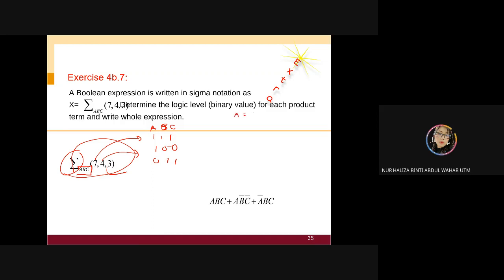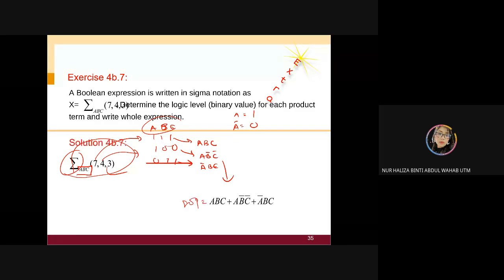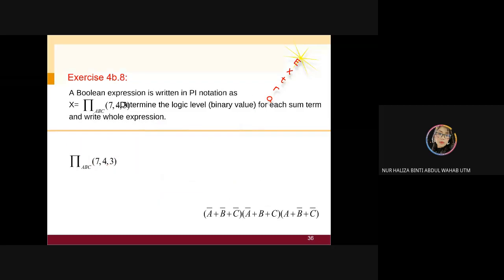SOP: A equal to 1, A bar equal to 0. Then you will get A, B, C. Here is A, B bar, C bar. Here it will be A bar, B, C. And you combine it together, you get your SOP Boolean expression. Okay, please try to do so.